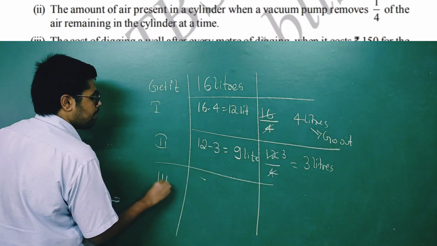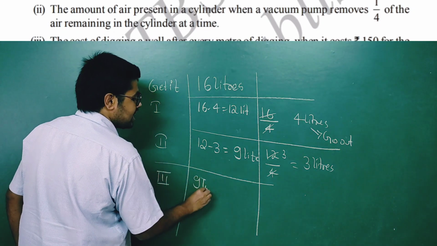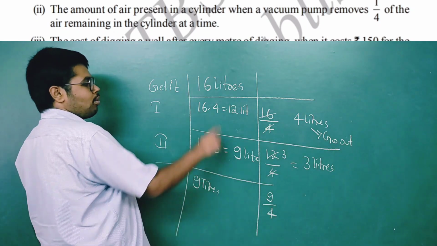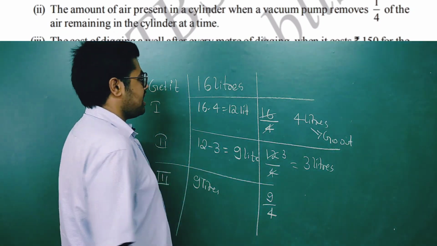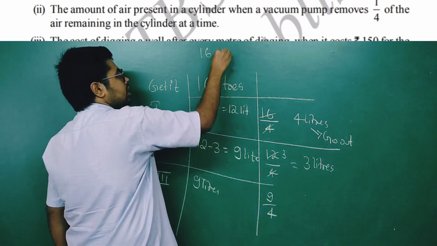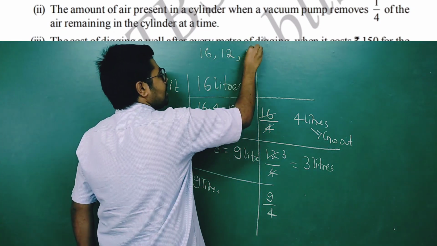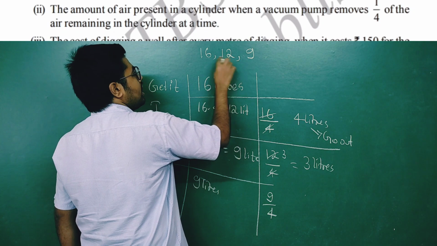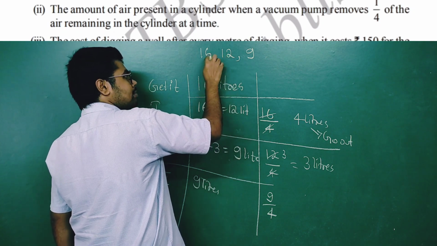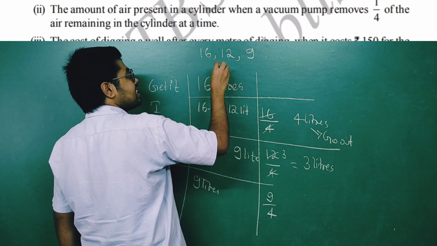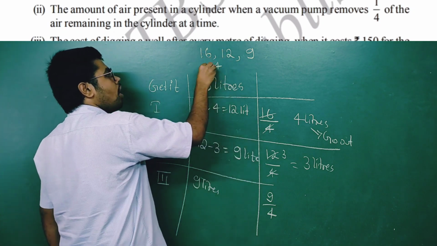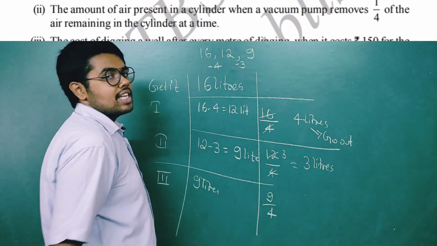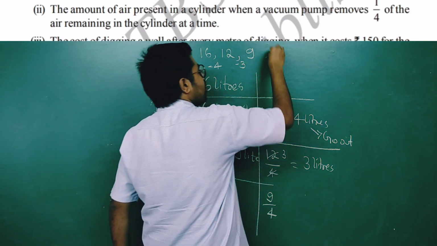Now the third time, you are left with just 9 liters, and I remove 1/4 of that. Actually, this is more than enough. Just see, it was 16, you removed 1/4, it became 12, you removed again, it became 9. Is there a particular pattern here? Check: 16 and 12, it is decreasing. How much has it decreased? Minus 4 has gone. Next it has become 9. How much decreased? Minus 3, 12 minus 3.